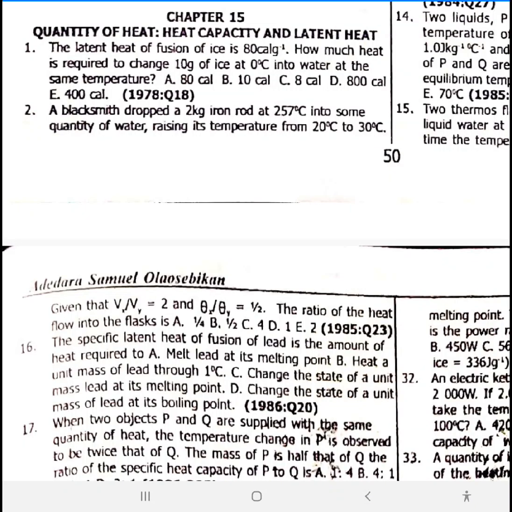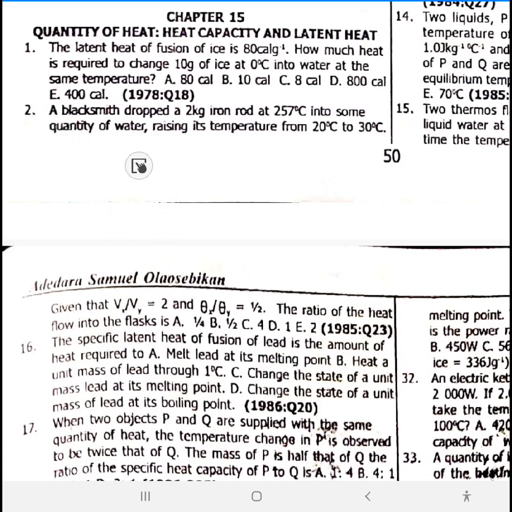All right, welcome back to our chapter 15. This chapter is based on quantity of heat, heat capacity, and latent heat. So let's run. Number one has to do with calculation.